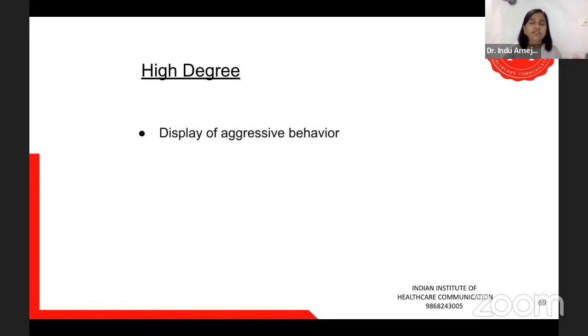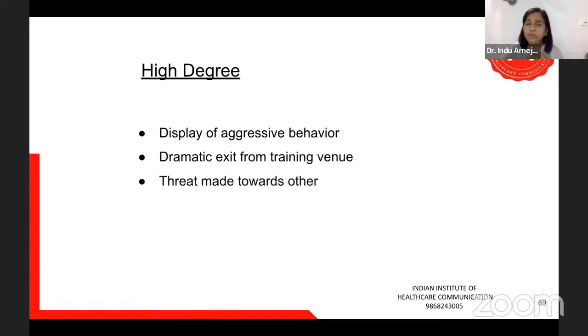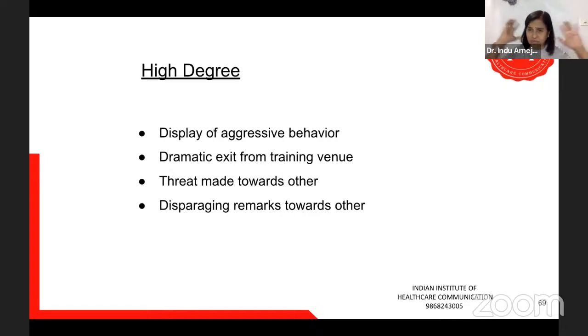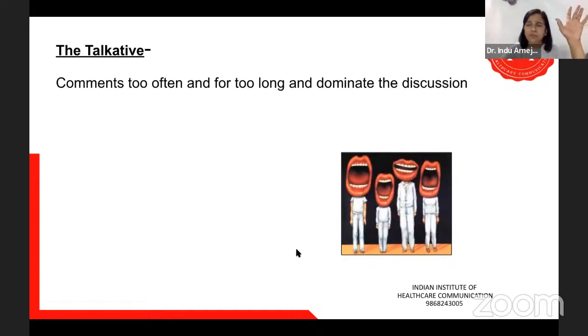High degree of disruption is where they actually display aggressive reactions. They may dramatically exit from the training venue. They may threaten you or the other participants. They may even pass very sarcastic comments openly that you can actually hear. You can know exactly what they are saying. So these are the three basic categories you will come across. We can put all of them under these titles.